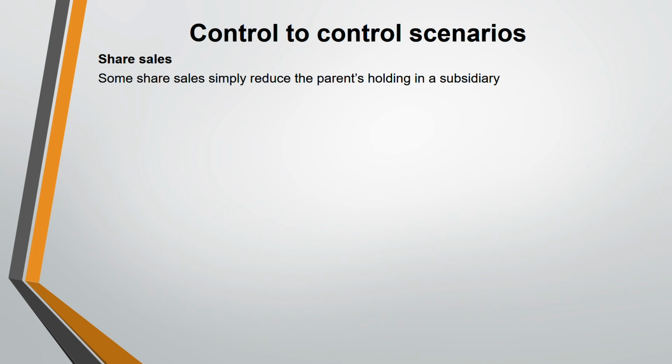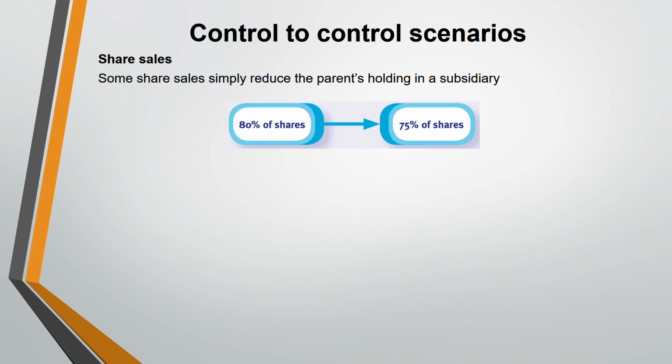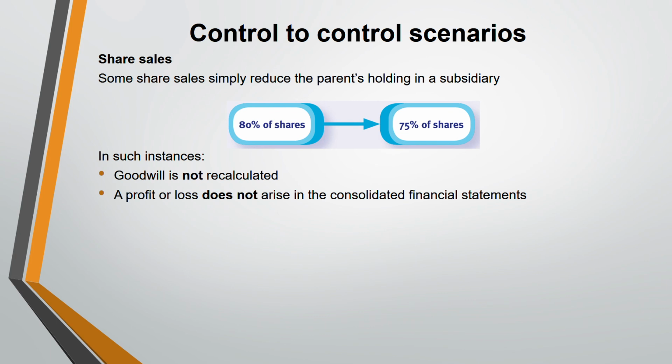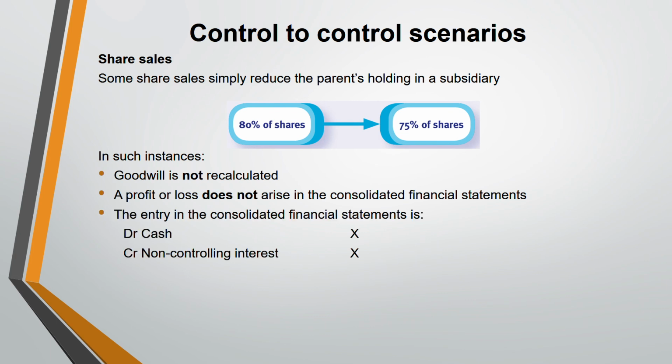Coming to the disposal part, I can quickly go. Parent's holding is reduced but control is not lost. 80 to 75%. It became 75% from 80. Here, same thing. Goodwill is not calculated. No profit or loss. Debit cash because you're receiving cash, and credit NCI because NCI will increase now when you're disposing. And same balancing figure for other components of equity. Okay.